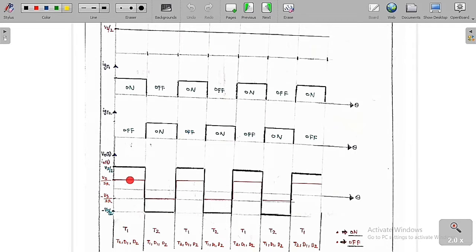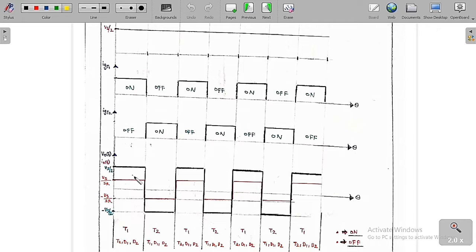So if you want to find the average output voltage, it is equal to 0, and the average output current is also equal to 0, because the positive area is equal to the negative area. But if you want to find the RMS value of the output voltage, it is equal to Vs by 2. So simply, the average value of the output voltage is 0 and the RMS value of the output voltage is equal to Vs by 2.